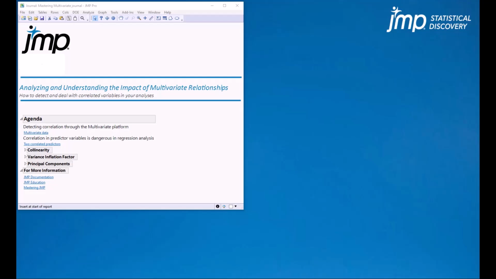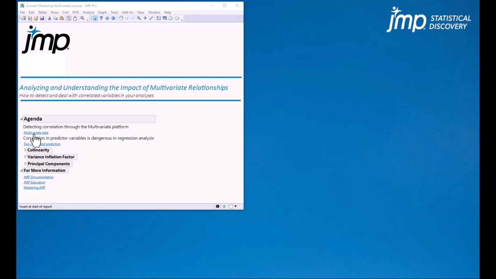So today we're going to talk about a problem in statistical modeling, and that is when you have correlation among your predictor variables. We're going to show why it's a problem and how to detect it and some remedies for the problem. But first, let's start by setting up a scenario and going through the multivariate platform in JMP.